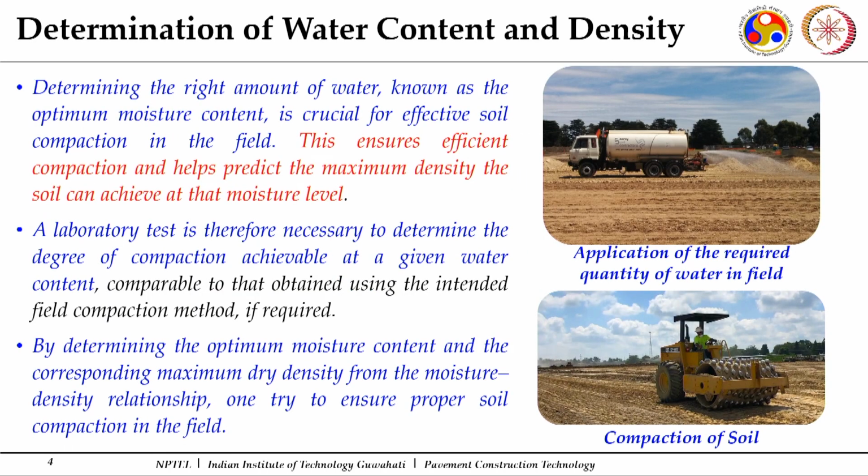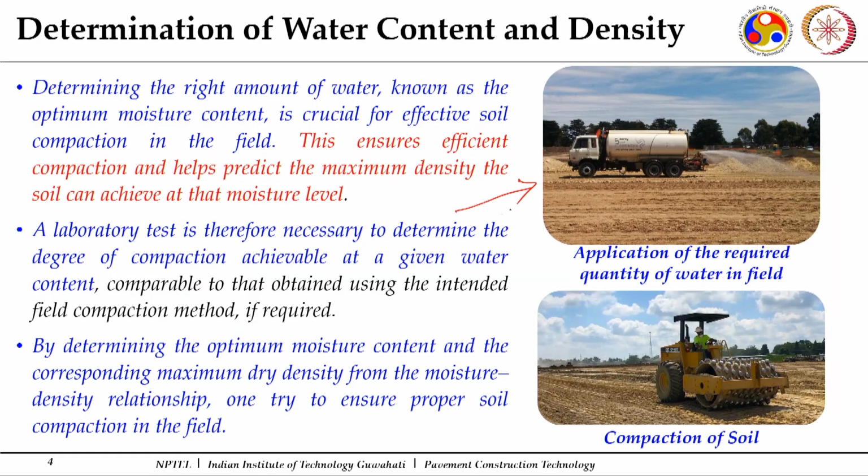So, when it comes to pavement subgrade construction, one important aspect one wants to know is, when you are compacting any soil, what amount of water is to be added so that, for a given compactive effort, you can achieve a good density. So, the relationship between water content and the density of a soil is very important, and the density of the soil under a given compactive effort changes with the change in the moisture content.